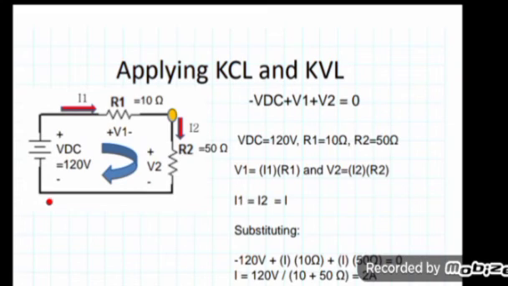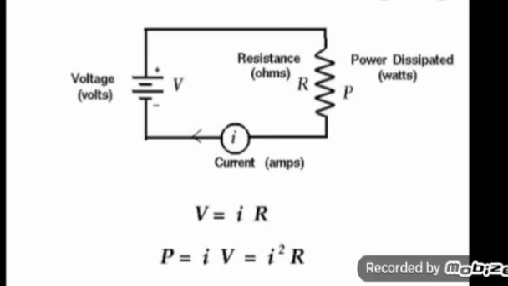Okay, so this was the example. I think the concepts regarding KVL and KCL have been cleared on the basis of this example. Next, coming to the next slide, I have just attached this slide for your revision purpose. This is the voltage source, this is the resistance, and P is the power dissipated across the element.